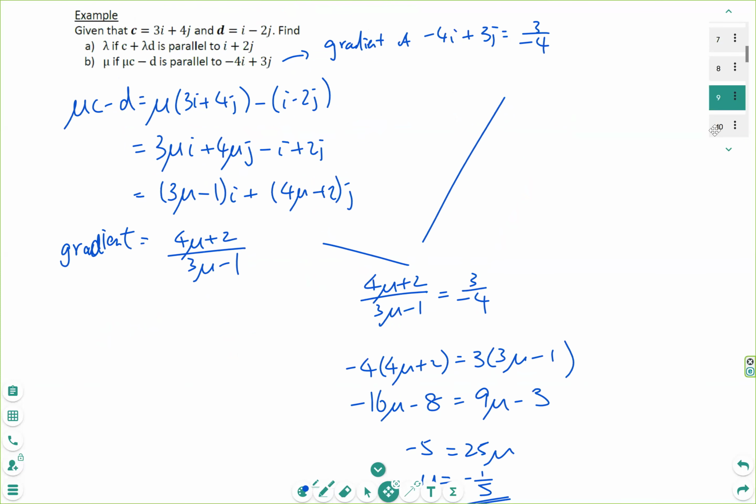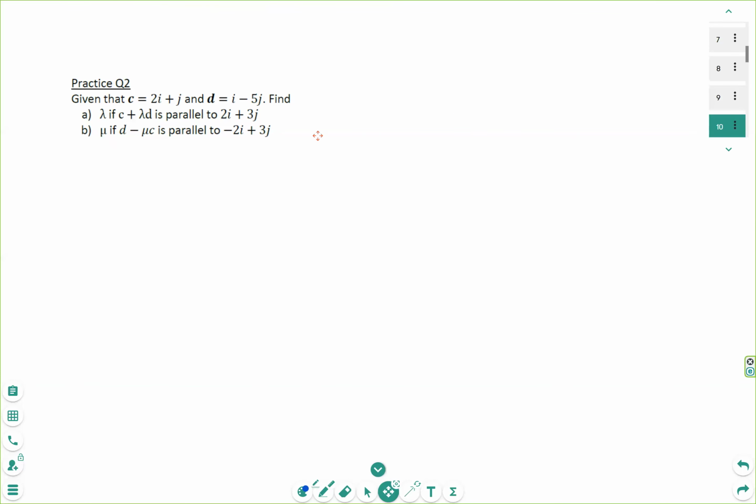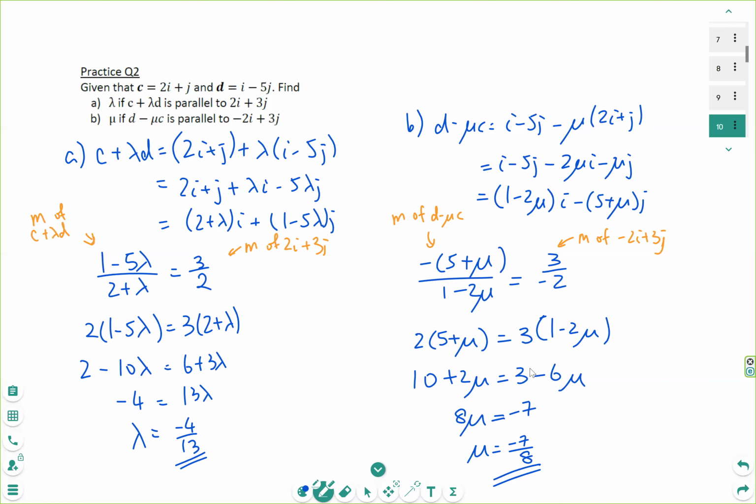All right. Anything else? Yep. So your turn. Pause the video. Have a go at practice question 2. When you're ready for the answer, you can press play. So here's the answer for A and B. For question A, I work out c plus lambda d first. I simplify them into (2 plus lambda) i plus (1 minus 5 lambda) j. You can check your final answer, and if it isn't right, then check your vector first, and then check your equation to see if you equated them properly.